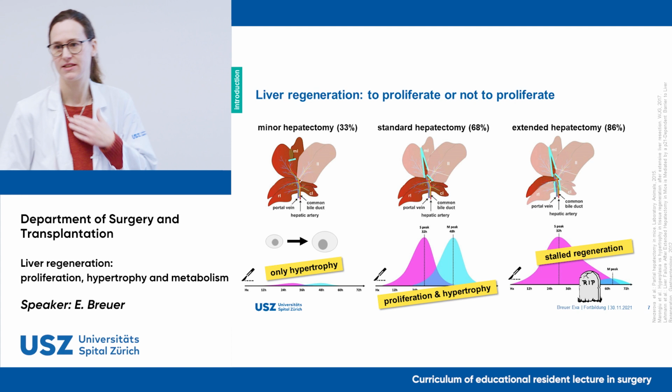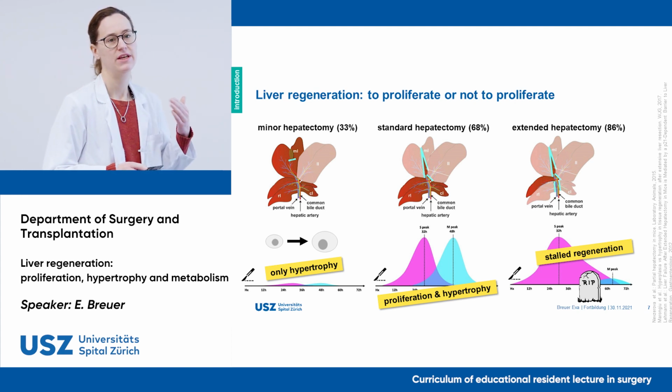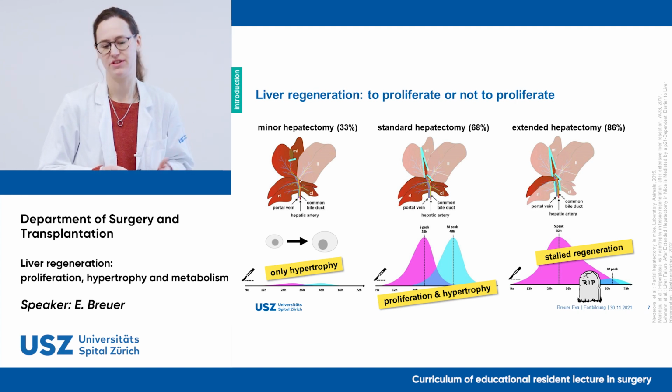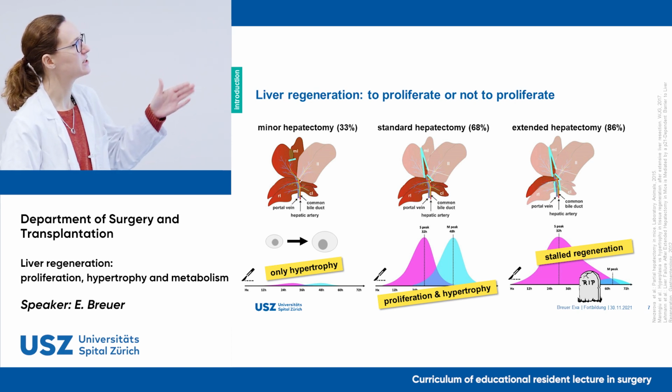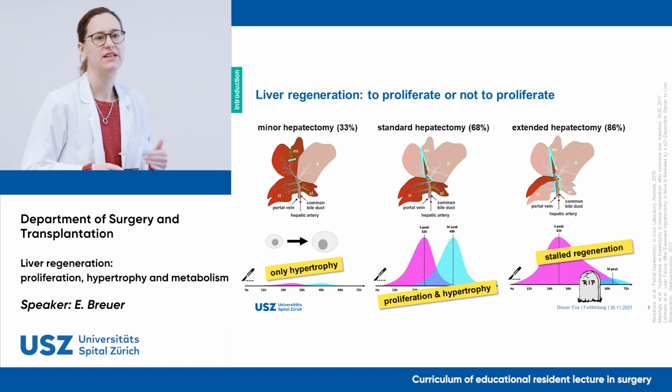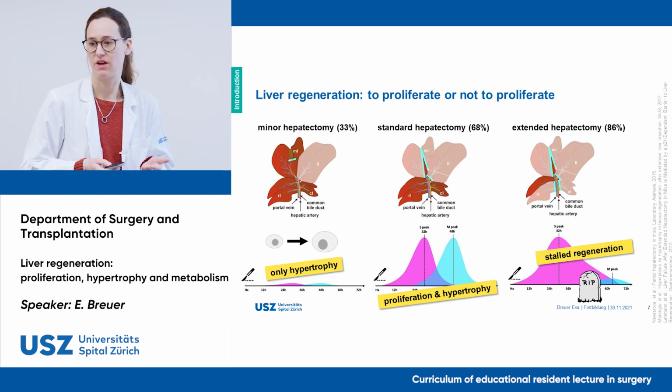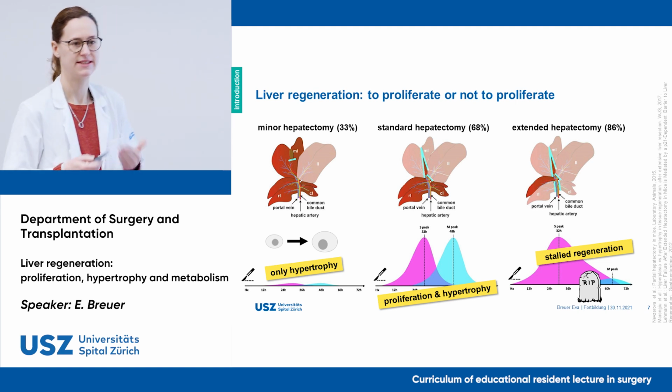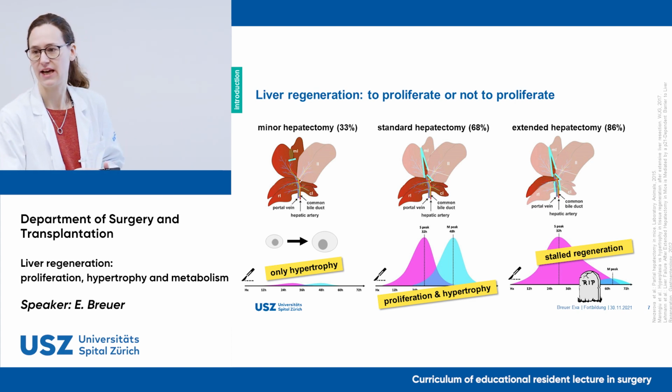On the other hand, and this is important for my project, if we take away just a little bit of the tissue, for example a minor hepatectomy where we take away about one third of the liver, we don't see liver proliferation in the sense of cells dividing. But what you see is hypertrophy.